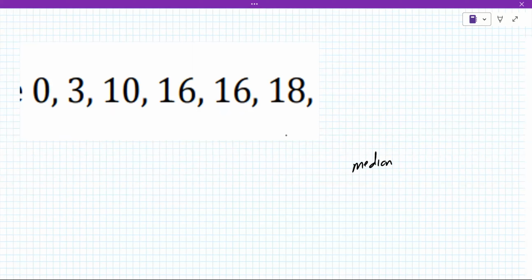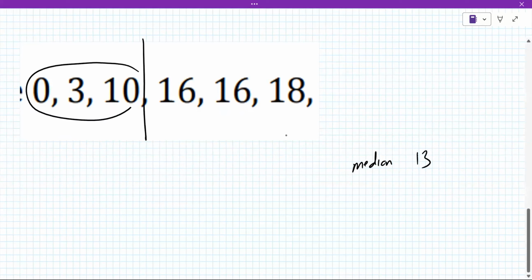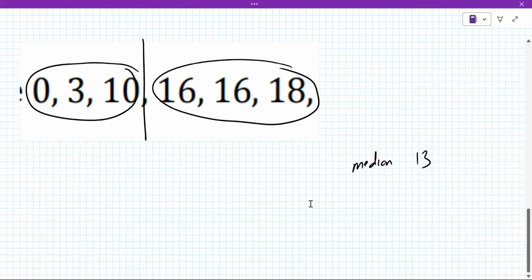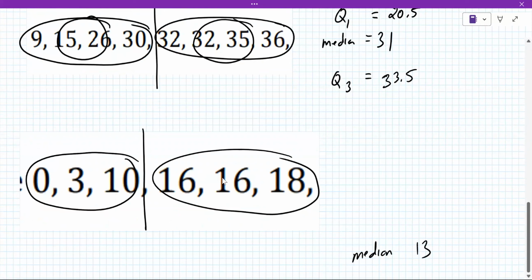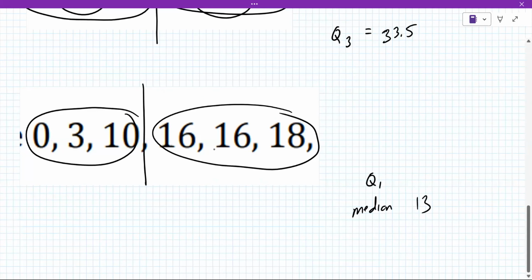13. Here's 13. Now, when you split the data set in half now, you have 3 below and 3 above. Notice the previous problem, we had 4 below and 4 above. We had to then find the average, but this time there is just a middle number for quartile 1 and quartile 3. So there's no certain rules. It's case by case for this. So this time quartile 1 is 3 and quartile 3 is 16. Any questions or thoughts on that? No. All right.